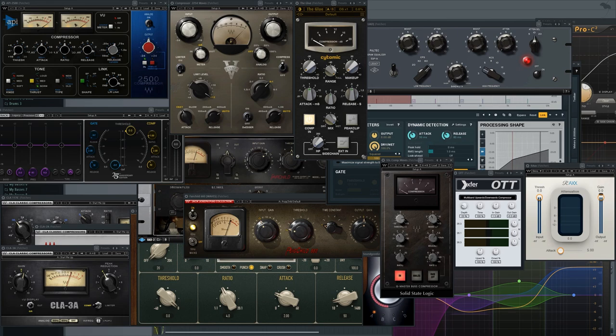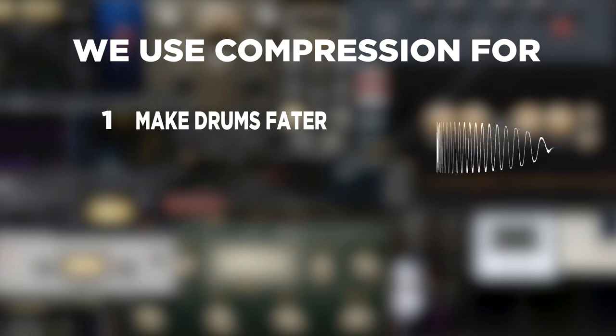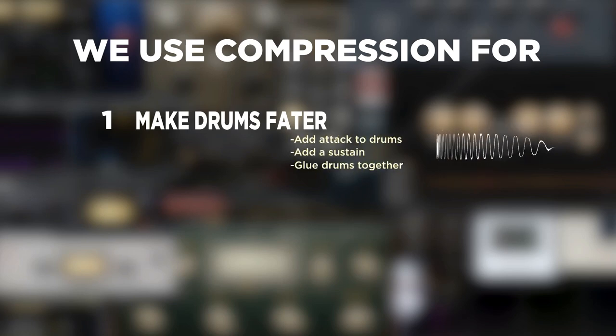So when and how to use a compressor? I will show you examples of when and how we use compression in most of the cases. First of all, we use compression on the drums to make them fatter and punchier, to add attack to drums, to bring the body, to add sustain and glue them together.